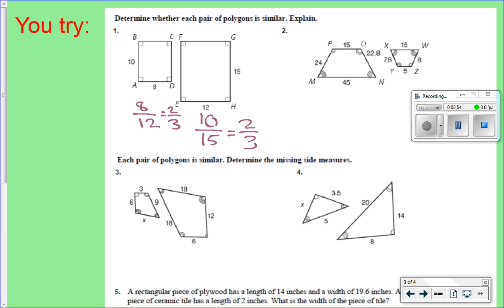So yes, these are similar. One big clap. 1, 2, 3. And all sides have to have the same ratio. Do we need to do the other 2 sides? No, because they're the same lengths as their opposite side. Did anybody get 12 over 8 and 15 over 10 to get 3 halves? No, because that would be fine too. Okay, volunteer for number 2.